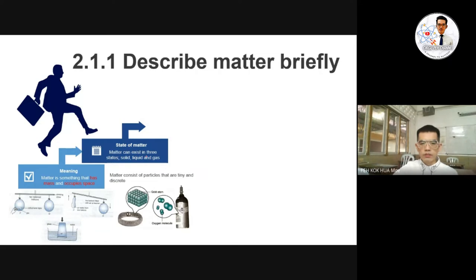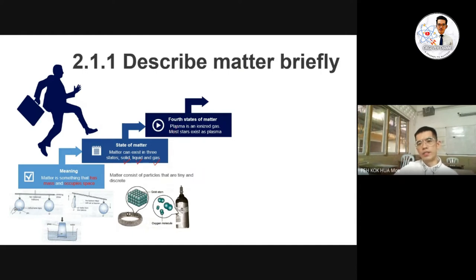And matter exists in three states, which we learned in PT3: solid, liquid, and gas. However, there is actually a fourth state of matter, which also exists in the gaseous form, known as plasma. Plasma and gas both exist in the gaseous form. However, plasma is considered an ionized gas. So that means plasma is a gas which is ionized. To achieve the plasma state, it normally needs a very, very high temperature. You can see here the example, most stars exist as plasma.